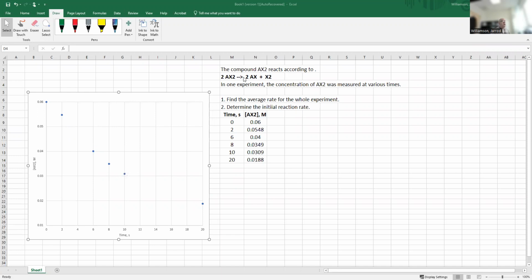And here it says the compound AX2, which is supposed to be here. Okay, that's what it's supposed to be. It reacts according to this chemical reaction right here. In one experiment, the concentration of AX2 is measured at various times. So here it is at various times, its concentration was measured to be this.